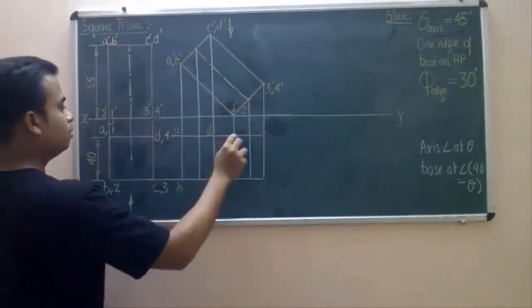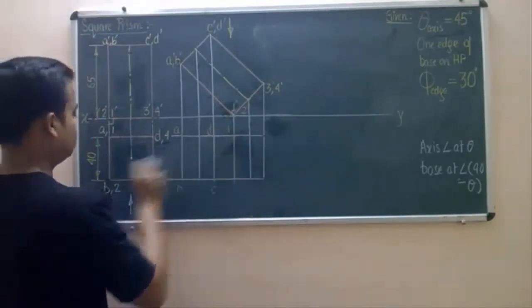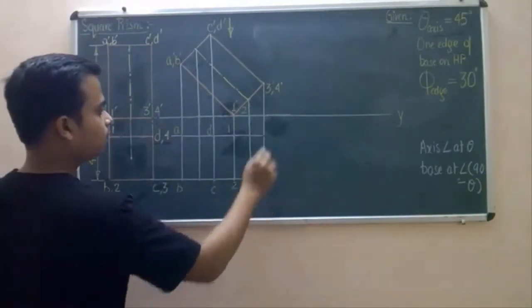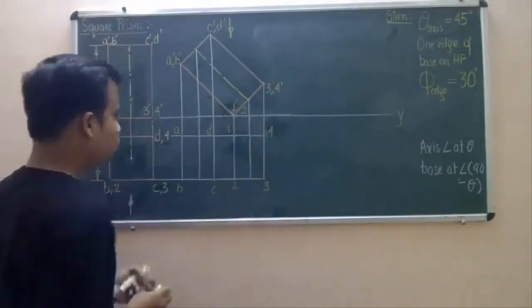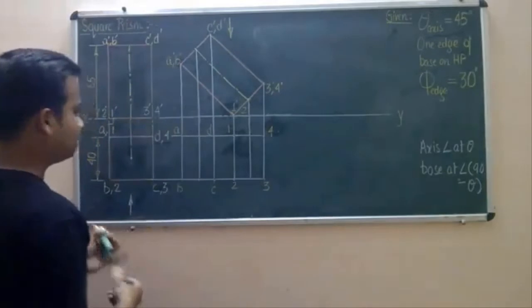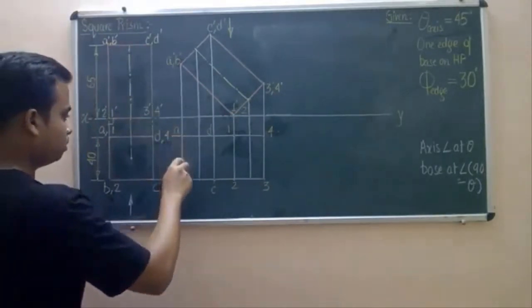Let us name them quickly. This one is for 1, this is for 2, this one is for 3, and that's 4. So we are basically concerned about the topmost portion which can be seen, and that is A, B, C, D. So let us darken it.